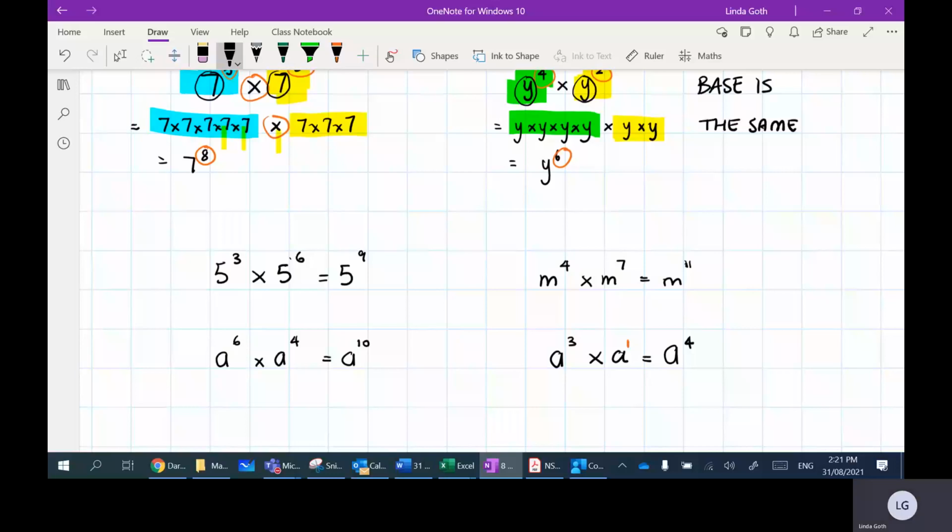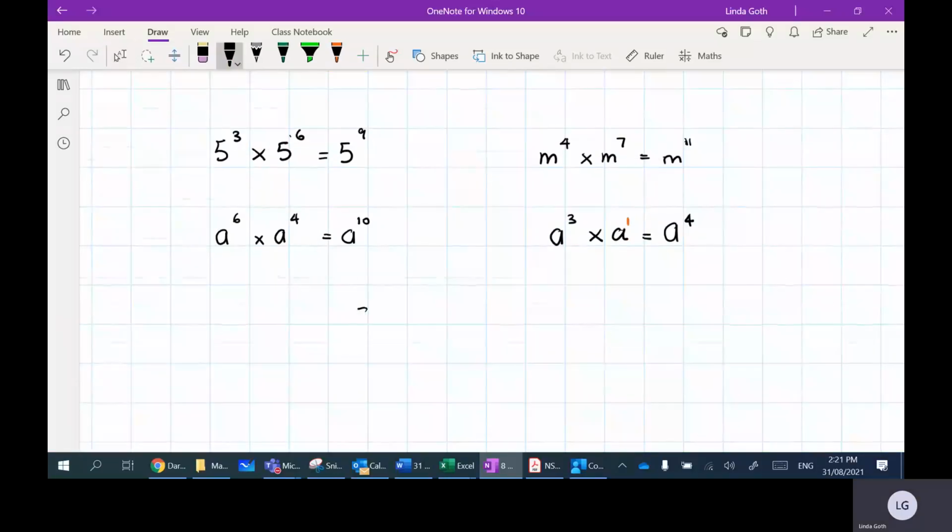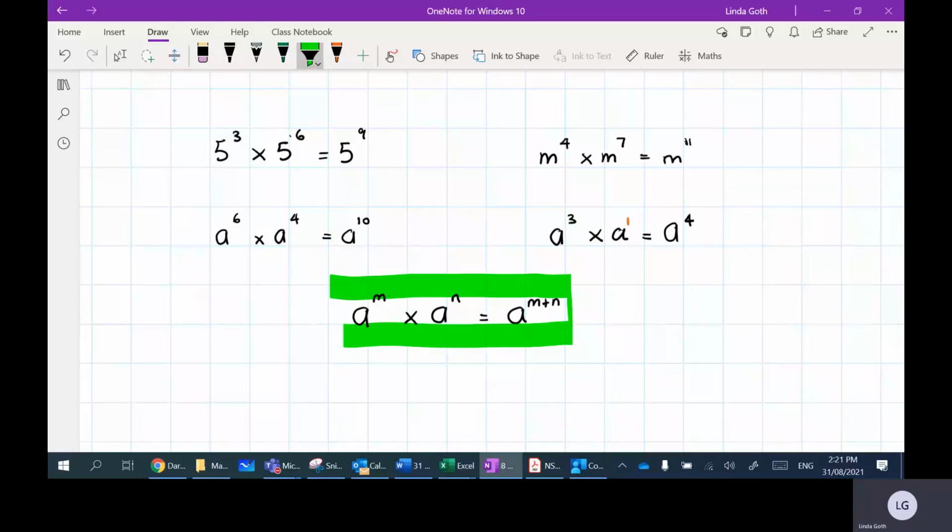From this, we get a really nice rule. We say that a to the power of m, if we times it by a to the power of n, then the answer is just the sum of these powers, m plus n. And this is index law number 1. That if you have something to the power of something and that same base to the power of something else, you can just add those together. And this is index law 1.